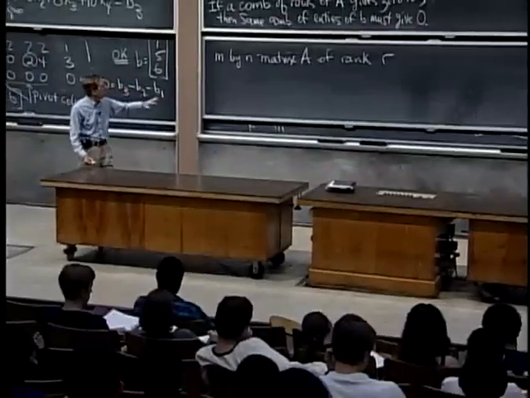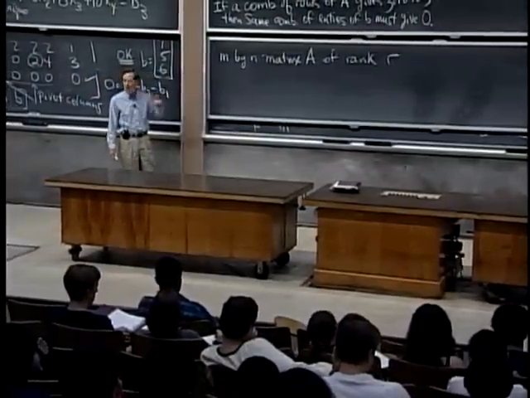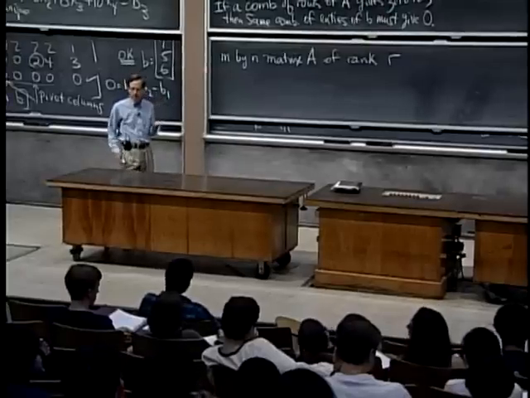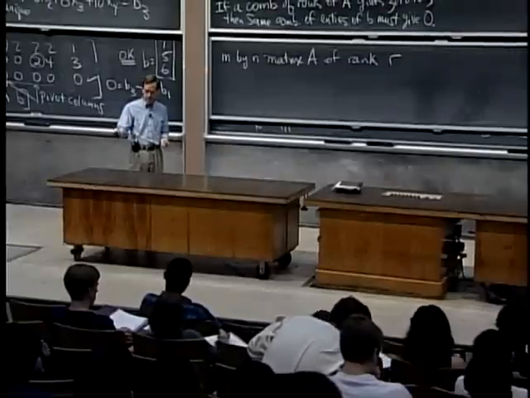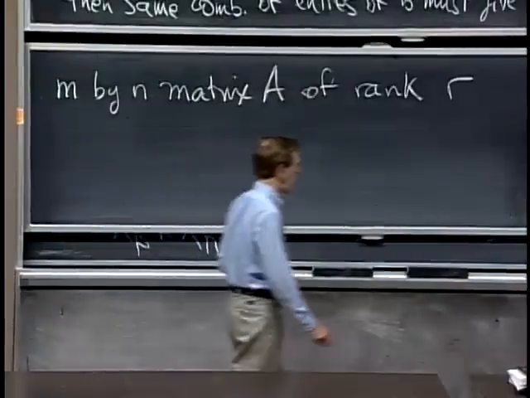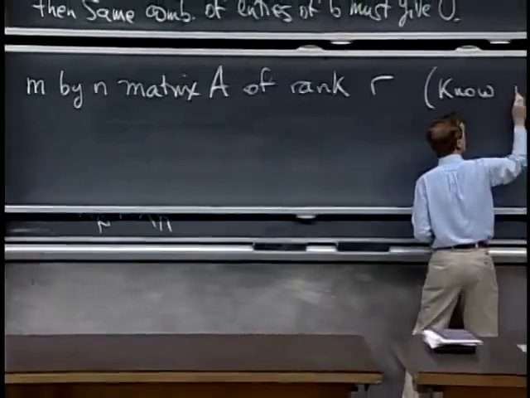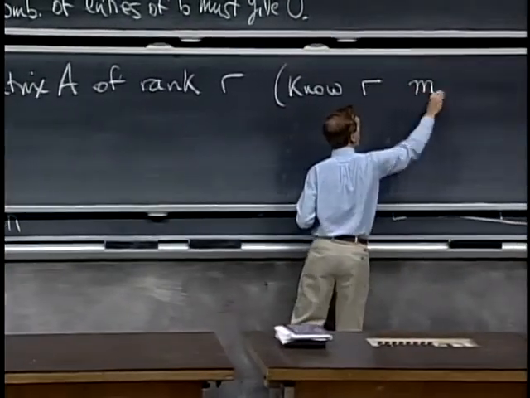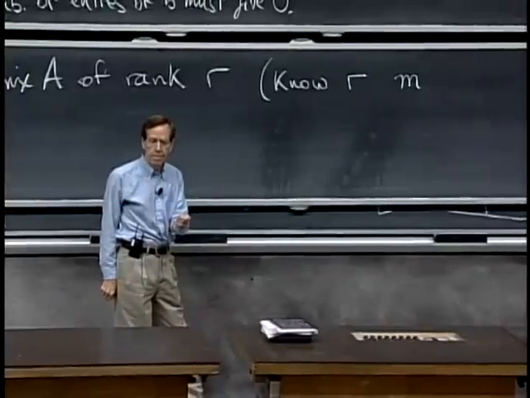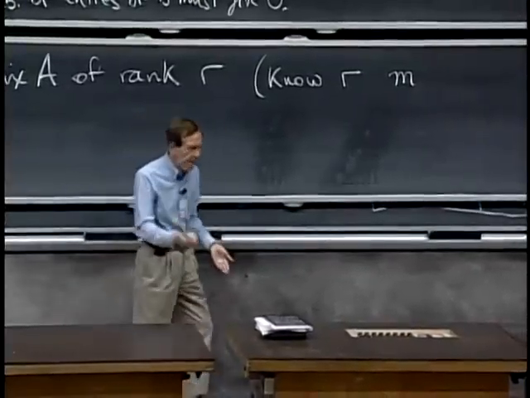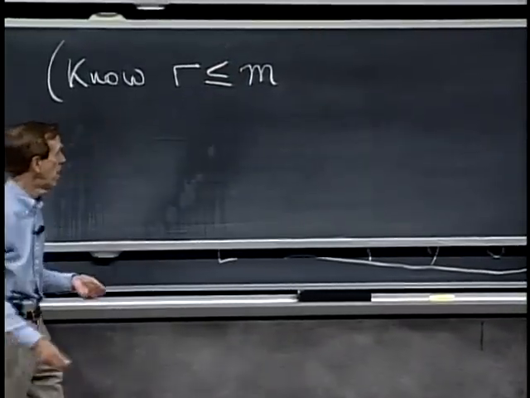First of all, how are these numbers related? Can you tell me a relation between R and M? If I have M rows in the matrix and R pivots, then what relation do I always know between R and M? R is less than or equal to M, right? Because I've got M rows, I can't have more than M pivots. I might have M and I might have fewer.